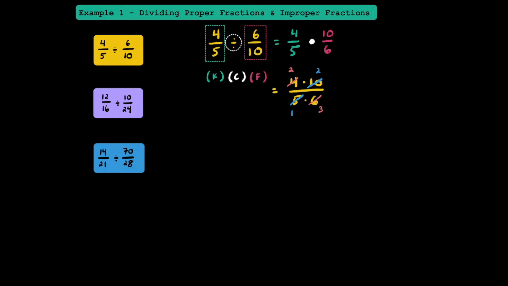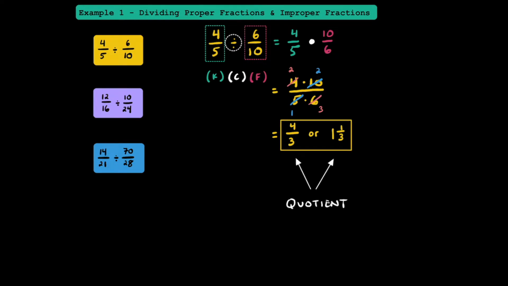Now that the factors in the numerator and the factors in the denominator are relatively prime, we can just multiply. On the top, 2 times 2 is going to be 4, and on the bottom, 1 times 3 is going to be 3. While you can leave it as an improper fraction, you could also convert it to a mixed number and say it's 1 1/3. Either one of these represent our quotient.